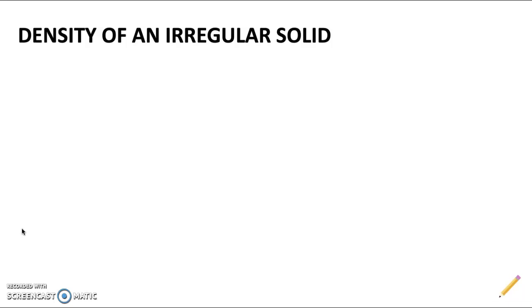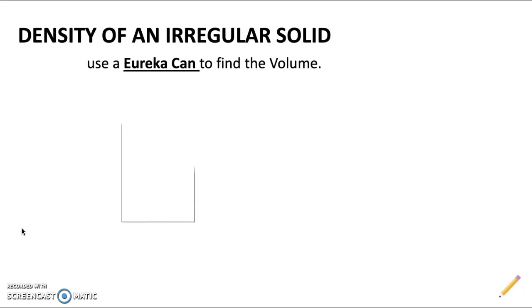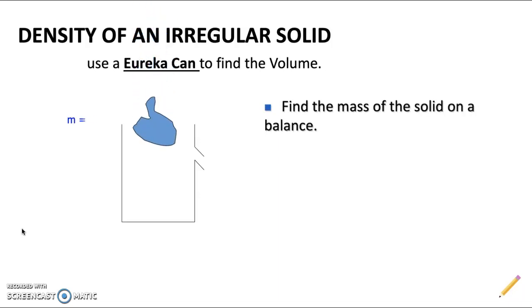Now, obviously, you won't be able to do this at home, but there is a method using a Eureka can to find the volume. Now, as I said before, you'd find the mass of the solid on a balance. The mass of the object we have here is 440 grams. Now, what you would do is then add water to the Eureka can up to where it just overflows the spout. Now, water will leave until it is completely level.